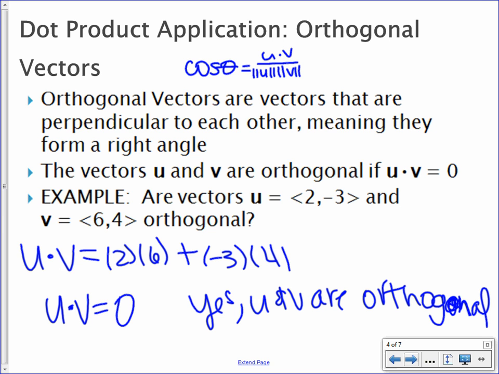Okay. If our dot product is not 0, then they're not orthogonal, okay? But I have to see you set up the dot product so I know that's what you did to find it, okay? A plain old yes or no is not going to suffice.